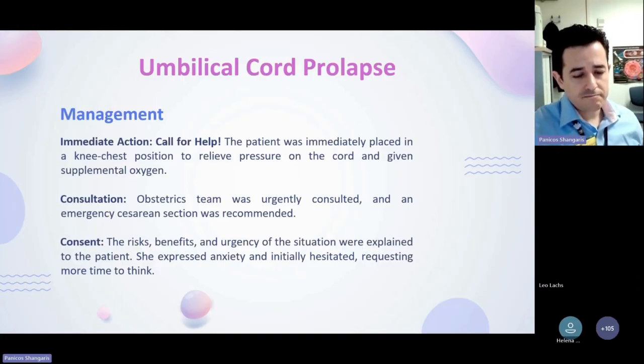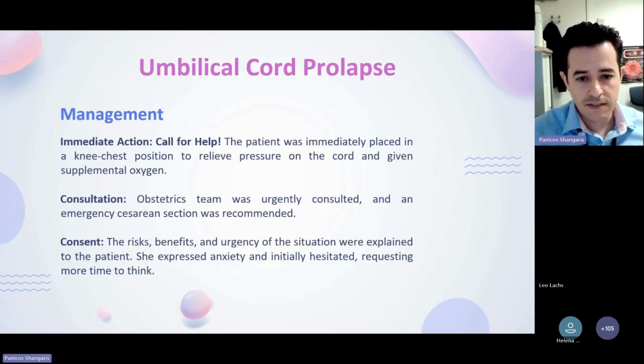And you have a couple of minutes to go through the risks and benefits of a cesarean section in a case where actually you have no other option, and if you don't do anything, the baby will die in utero. And this lady actually now thinks that she needs more time, and she needs to discuss with her family if this is the right thing to do.